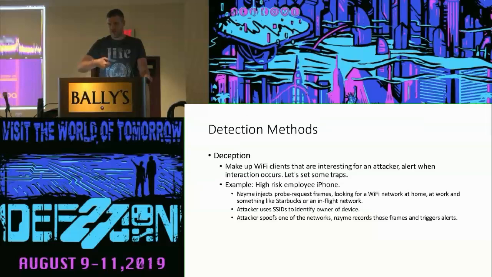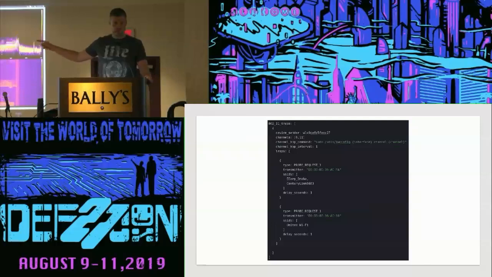Let's see if we can answer some of those, except none of those actually exist. So if that happens, that is a pretty clear indication that someone's trying to lure someone to connect to a rogue access point. For this to work, that's all you need to do. That's in the Nzyme config file.